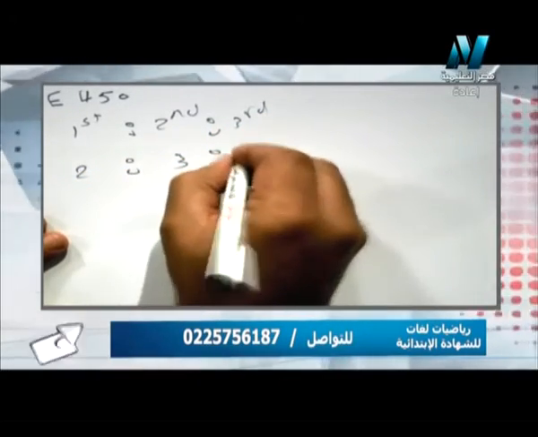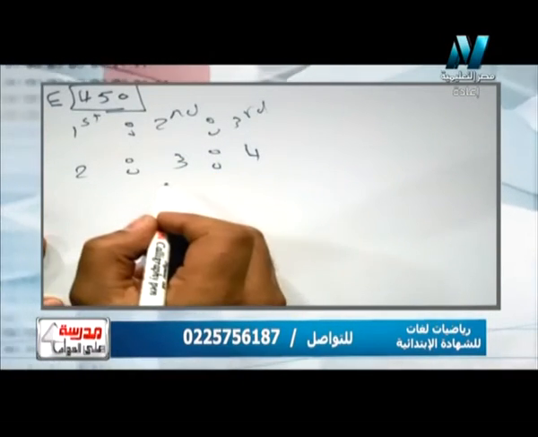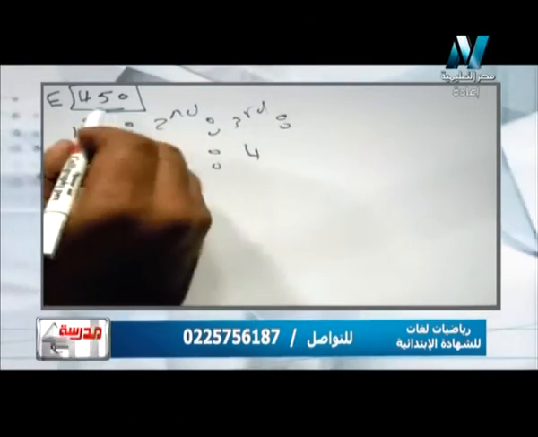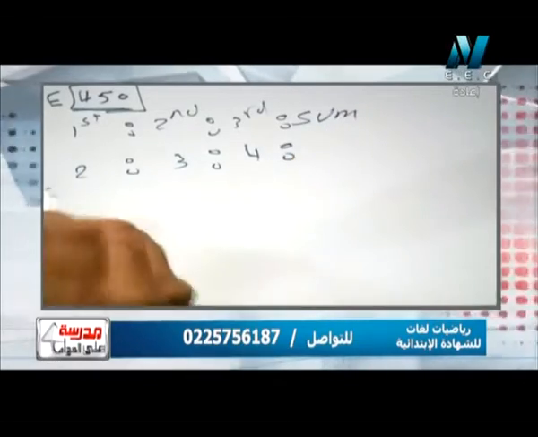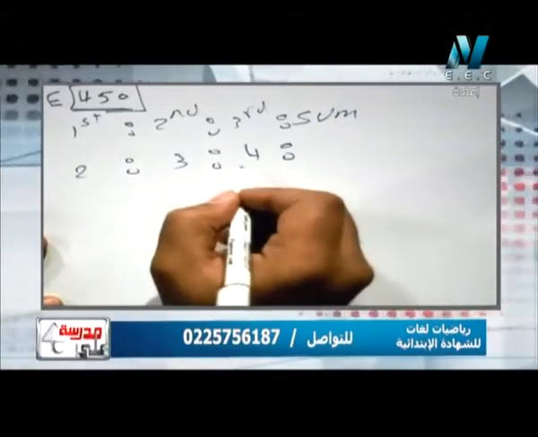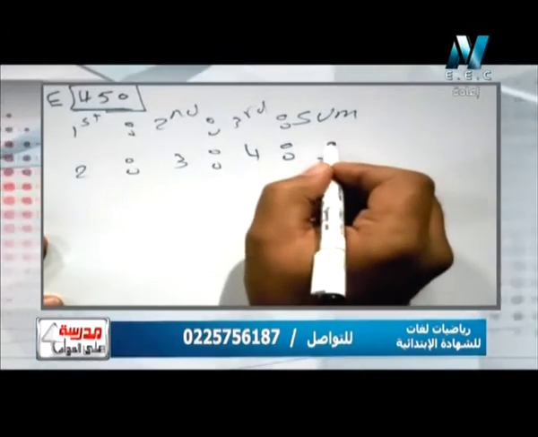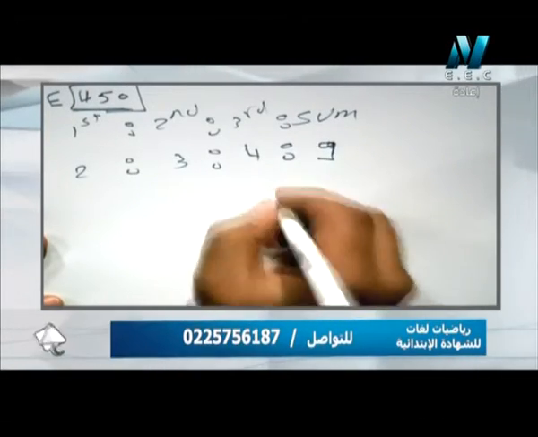My dear students, we have the same idea, but in this case we want to divide 450 among 3 different pupils, the first, the second and the third, with a certain ratio 2 to 3 to 4. We have the total money, so we have to write the sum. 2 plus 3 equals 5, plus 4 equals 9. Excellent. The sum of the ratios is 9.